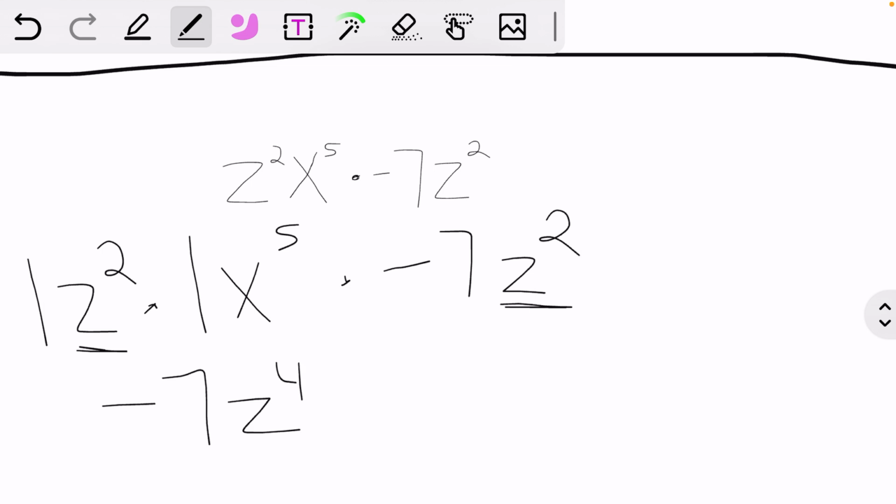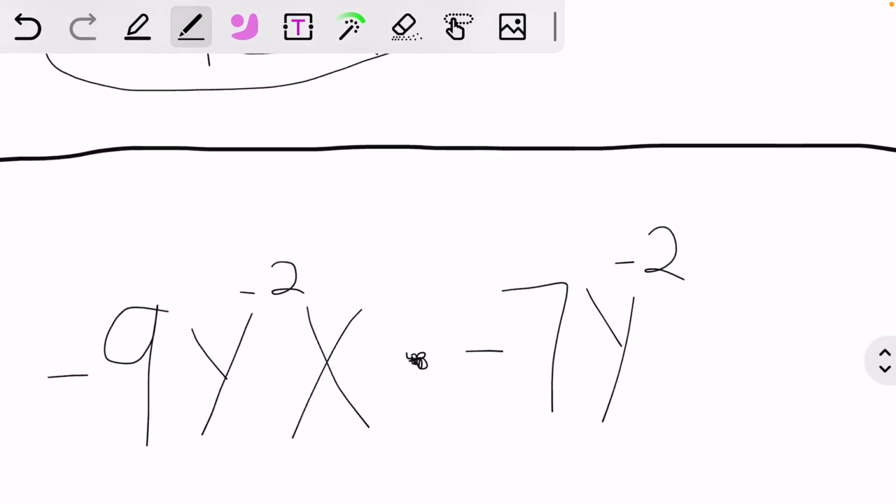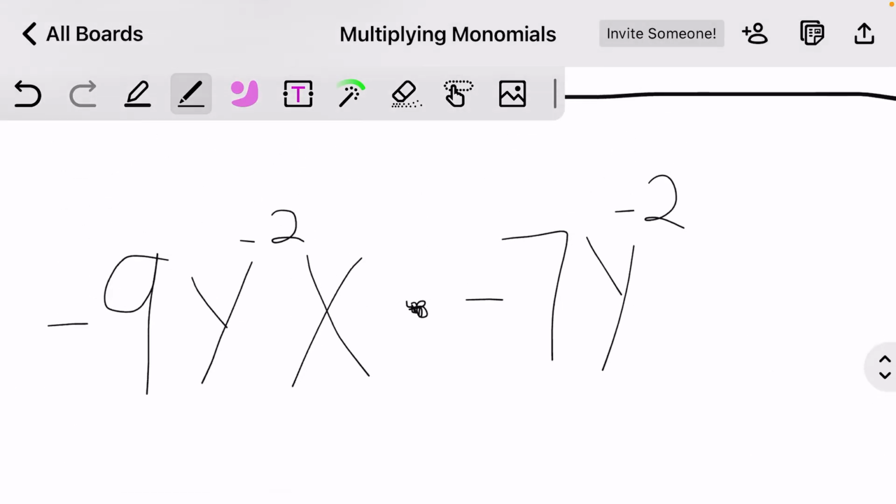So that's going to be the z variable. And there is no x variable over here, right? So we're just going to keep that x variable just as it is, x to the fifth power. And this right here is our solution. Let's move on to what I believe is the final problem.